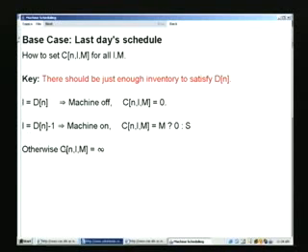For all other values of i other than D n and D n minus 1, this means that we have either too much inventory or too little inventory, in which case we should set the cost to be infinite. So that takes care of the base case as well.